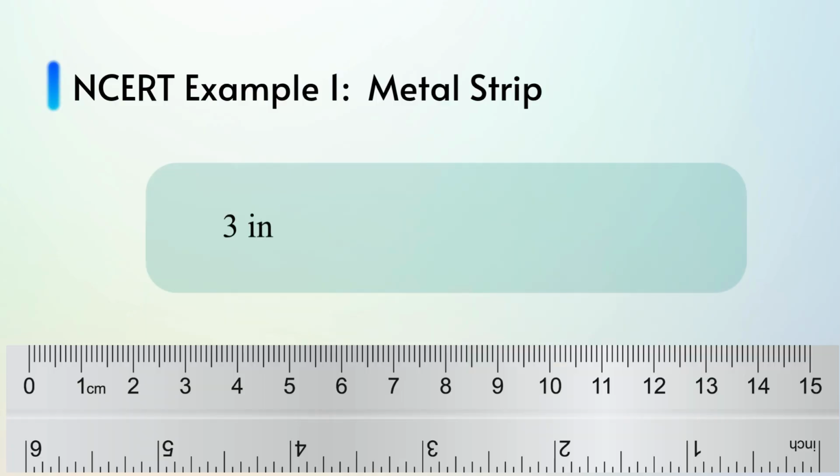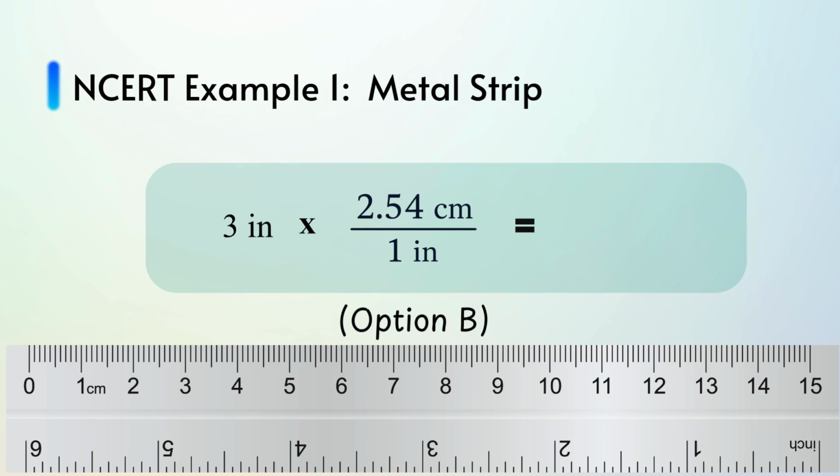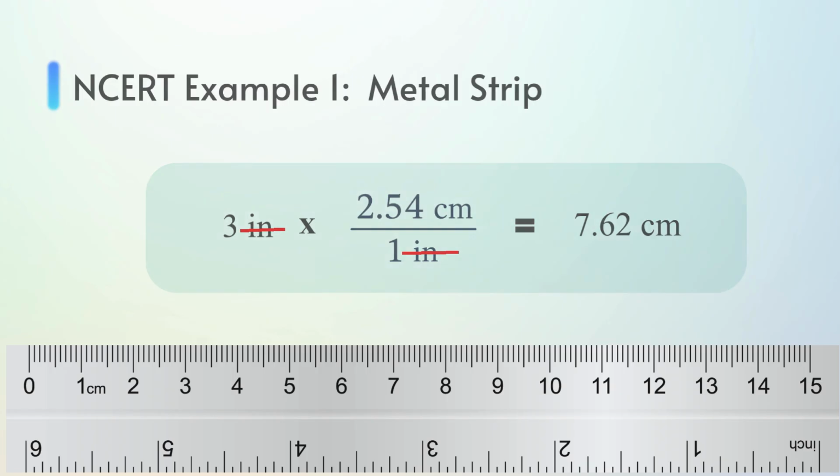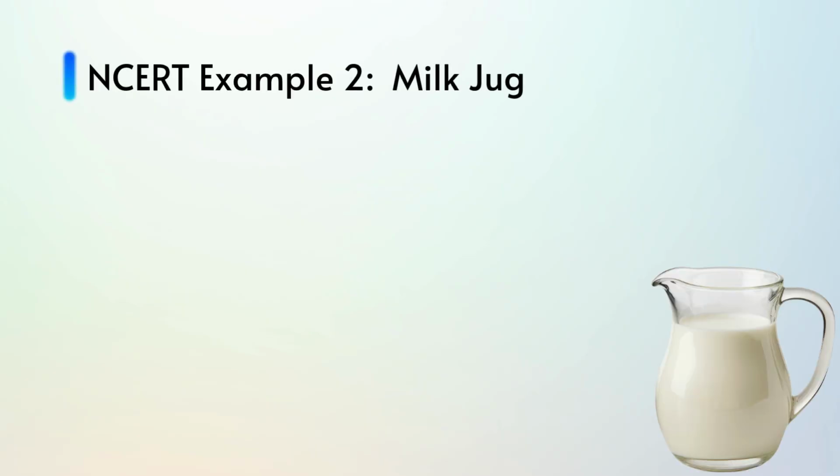We will start with 3 inches. Now multiply the quantity by the chosen conversion factor, which is option B. So 3 inches into 2.54 centimeter upon 1 inch. Notice how the inch unit cancels. Only centimeter remains. Now multiply the numbers. 3 multiplied by 2.54 gives 7.62 centimeters. So 3 inches equals 7.62 centimeters. That's our final answer.